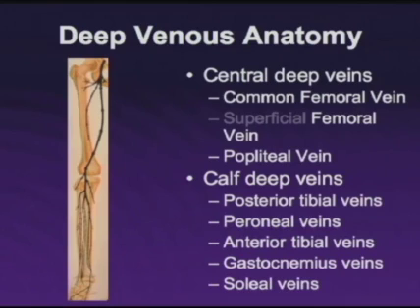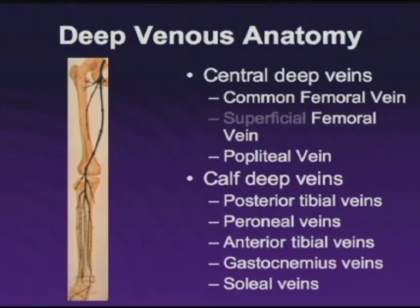A review of venous anatomy is broken up into what's called the central veins, those veins that are from the thigh to the knee, the common femoral vein, and the femoral vein. The word superficial femoral vein is now not considered part of the accepted nomenclature and should not be used. And then finally the popliteal vein, which is formed by the confluence of the major calf veins.